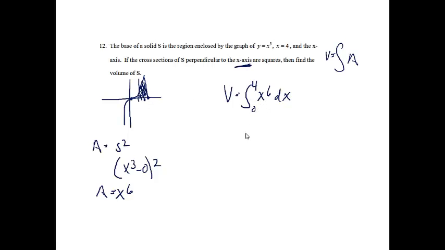All right, the integral of x to the 6th will be 1/7 x to the 7th. I get to evaluate it at 4 and 0. When I plug in 4, I'll get 4 to the 7 over 7. And then if I plug in 0, I'll get 0. So my answer would be 4 to the 7 over 7. If you'd like to evaluate that, you go right ahead.